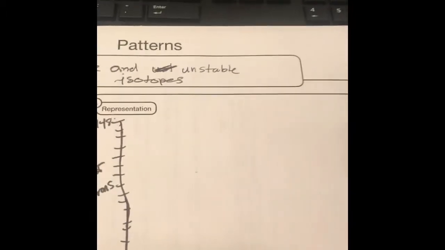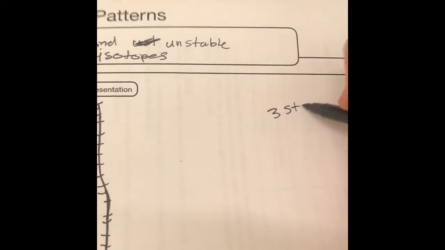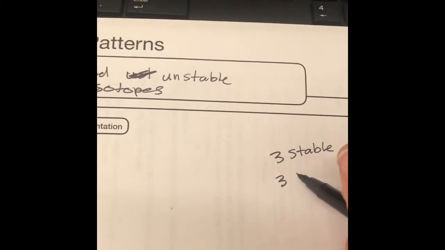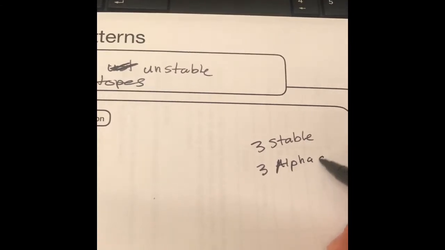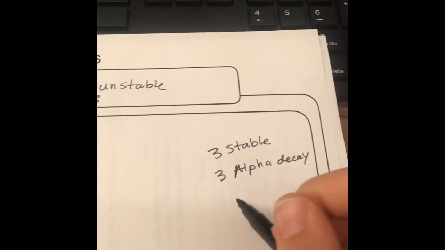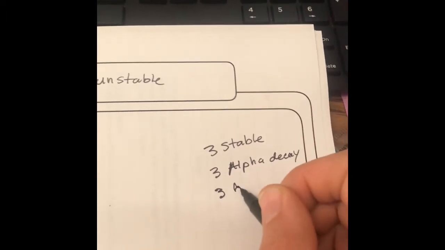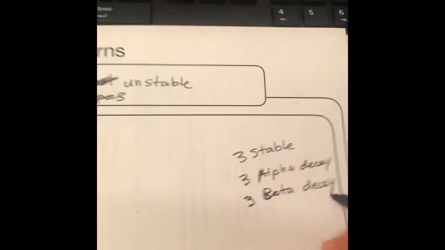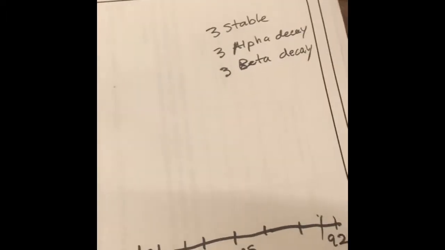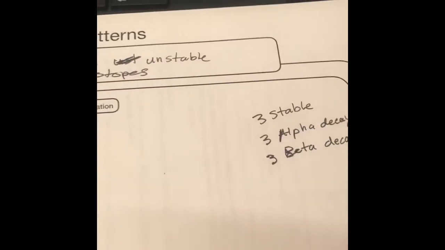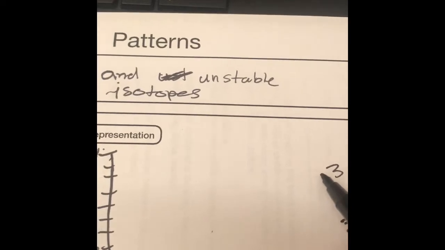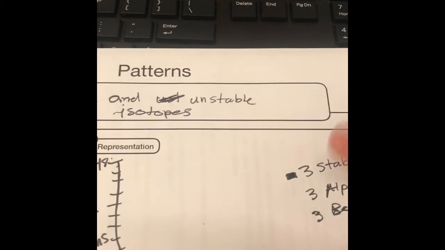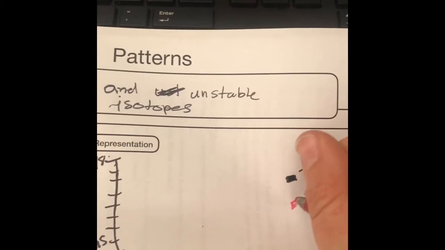So your task is to plot 3 stable isotopes, 3 isotopes that decay by alpha decay, and 3 isotopes that decay by beta decay. And plot those points, the number of protons on the x-axis and the number of neutrons on the y for each of these. I highly recommend that you color coordinate this so you can look at patterns in your data. So maybe you want to use black for one type of decay and then a different color for another type of decay.